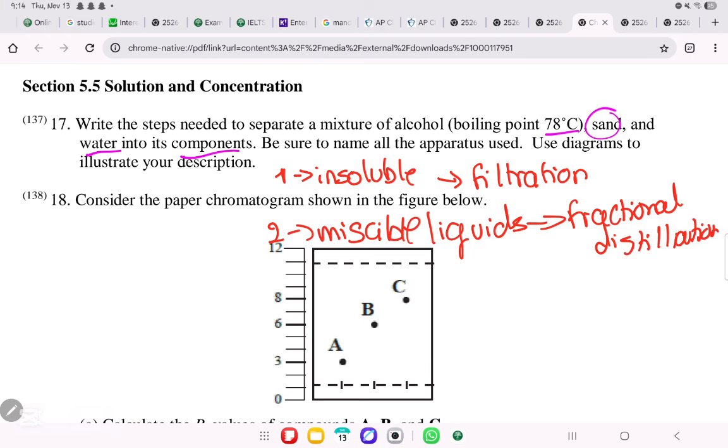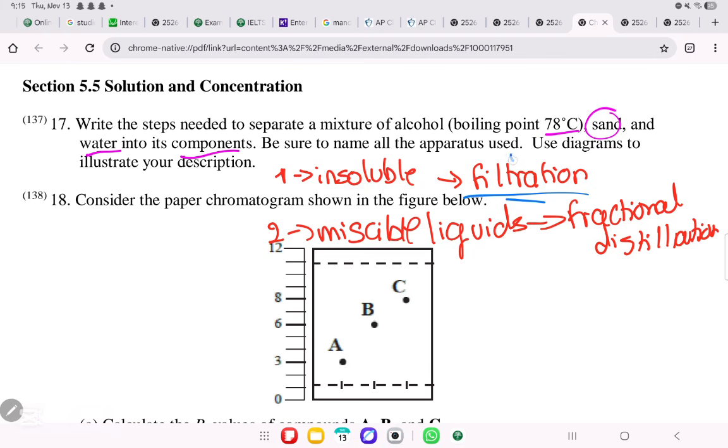So first of all, we are writing the experiments. For the filtration, what are we gonna do? We need to set up a filtration, meaning we need the filter paper, we need the funnel, we need the stand, we need the filter, basically everything. Then we pour the mixture and the sand will remain as the residue.